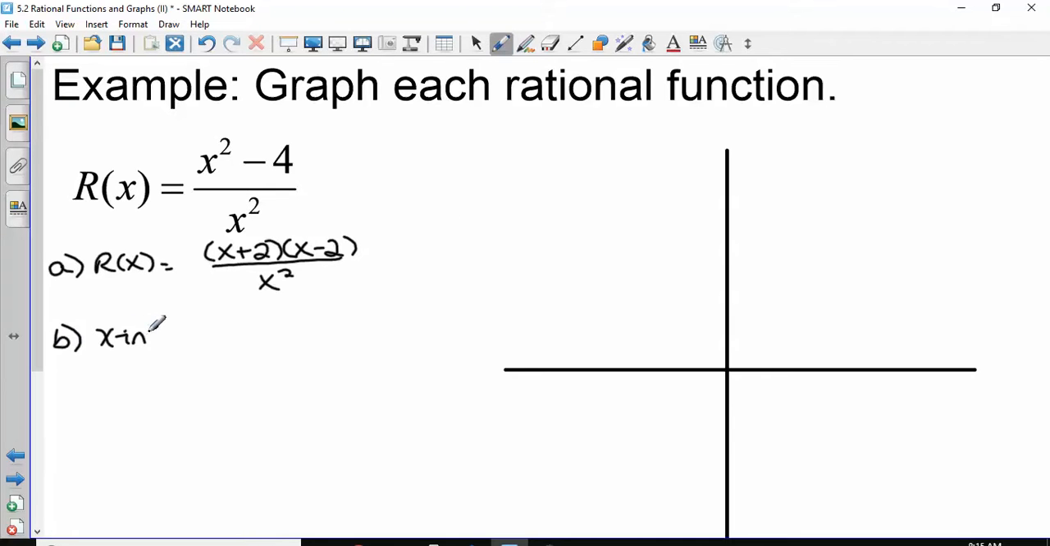Yes? This might be a stupid question, but at the very beginning, why couldn't you just cancel the x squares? You can cancel when things are multiplied, not when they're added and subtracted. So because this x squared is subtracted with the 4, we can't cancel them. If it was written like a 4x squared, then you could because they're multiplied together. Good question.